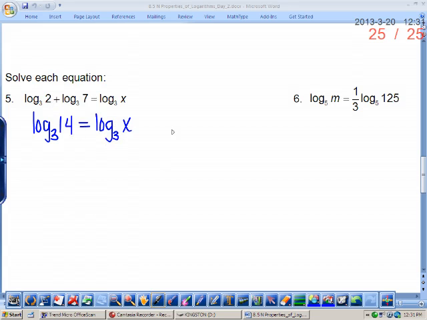So when you've got an equation and you've got logs on both sides that have the same base, then the arguments must be equal. They have to be. So what does x have to be here? 14. All right, go ahead and try number 6, please.